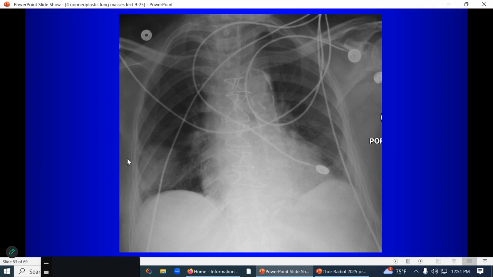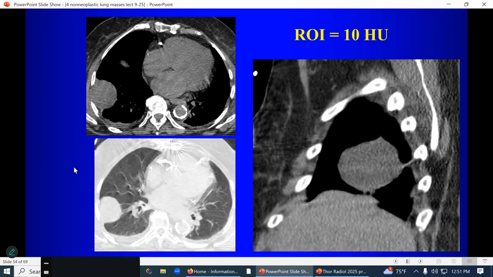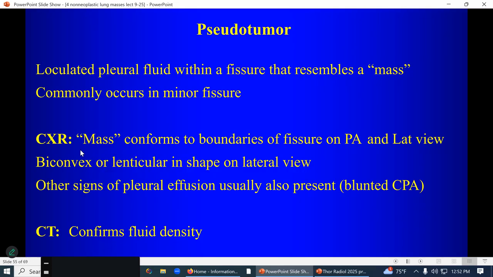Right? Funny looking opacity there. Funny looking mass over there. Measures fluid attenuation. We call this a loculated fluid collection in the fissure, which is called a pseudotumor. That is a pseudotumor, yes. So that's just loculated fluid in the fissure.